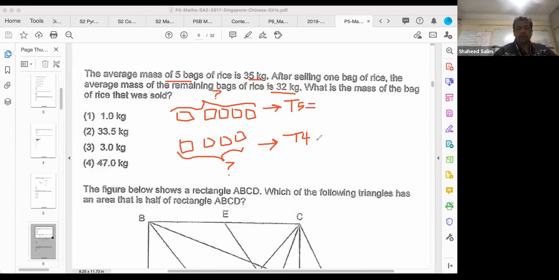Okay, Akil says that, okay, let's see whether Akil, your answer is correct in a moment. You cannot just take 35 minus 32. I don't think it works that way, but you never know, let's see whether your answer is correct.